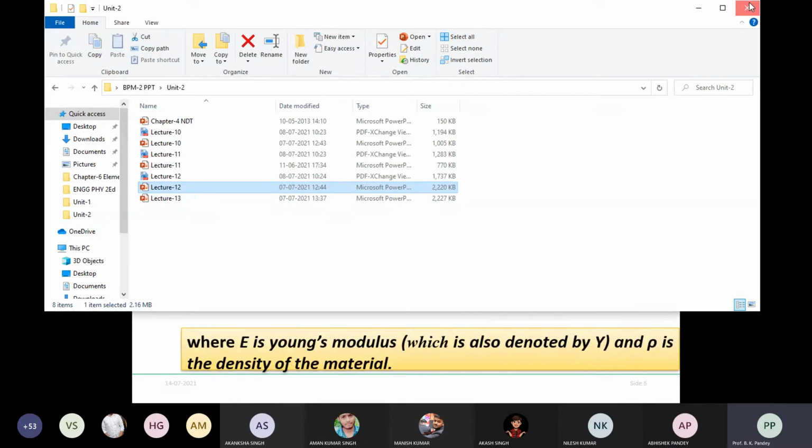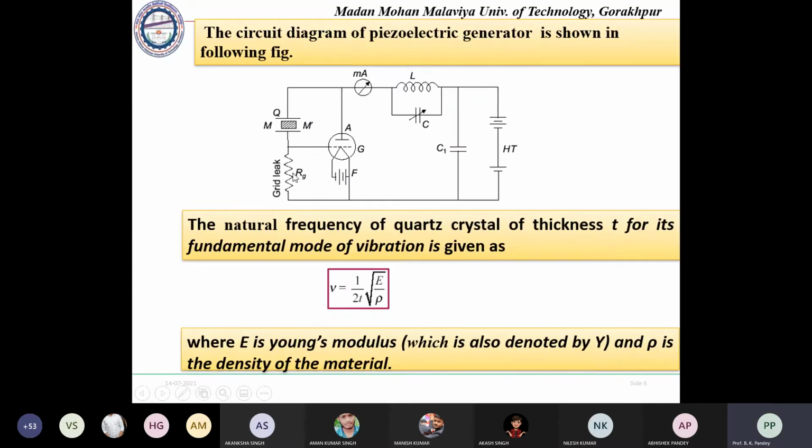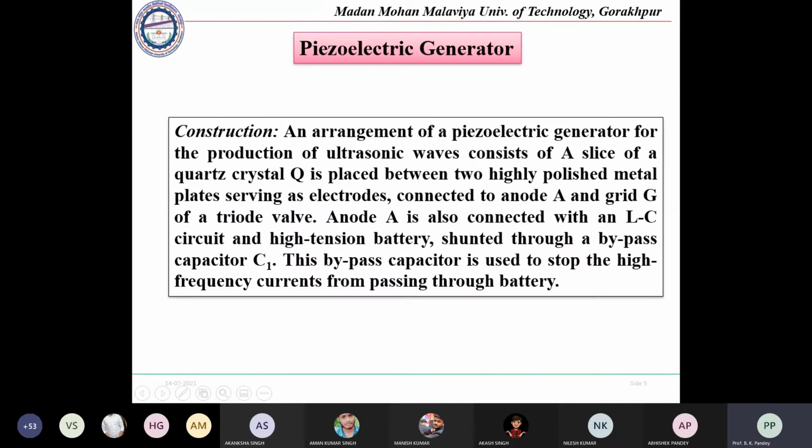So that is an arrangement of a piezoelectric generator for the production of ultrasonic waves. It consists of a slice of a quartz crystal placed between two highly polished metal plates serving as electrodes, connected to the anode A and grid G of a triode valve.